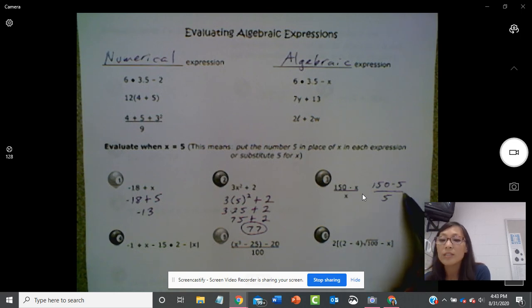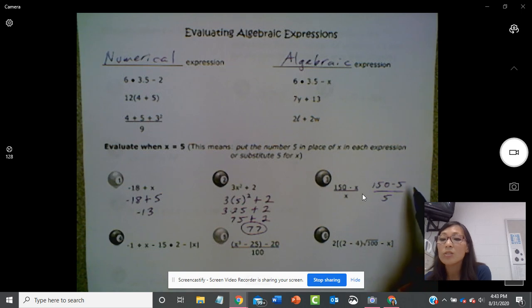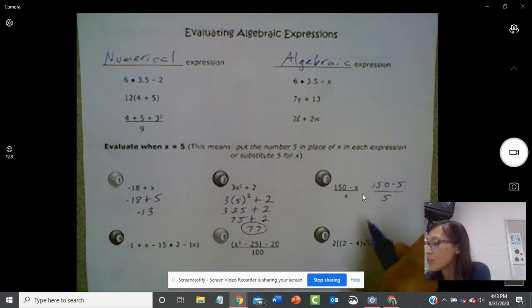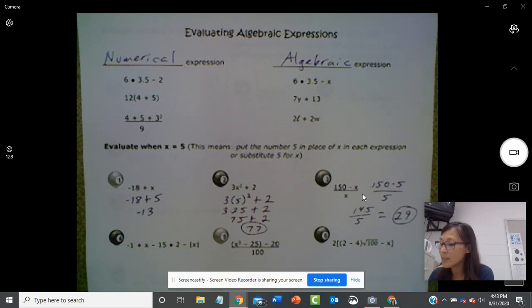In this situation, the fraction bar is telling us that this is being grouped. So we need to subtract 150 minus 5 first. We get 145 divided by 5. And then when we divide 145 by 5, 5 goes into 14 2 times, and 5 goes into 45 9 times. So we get 29.